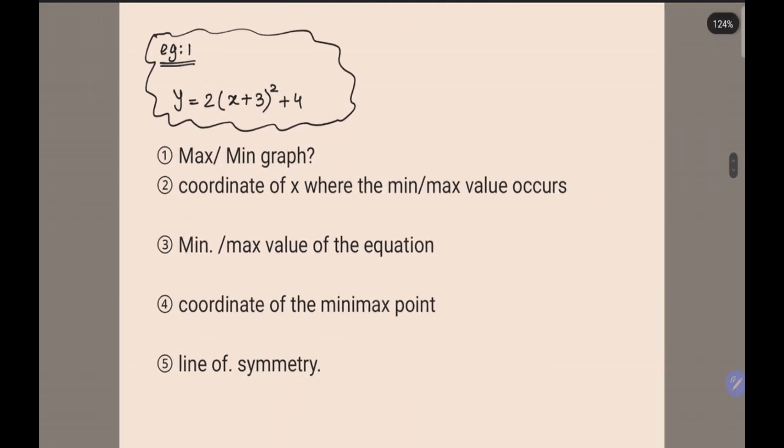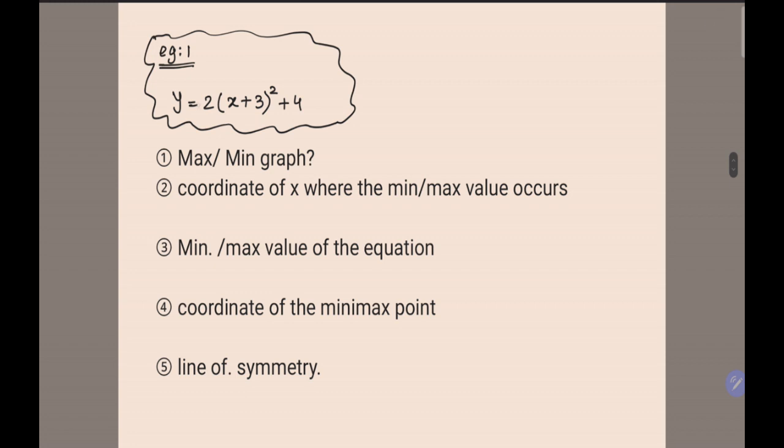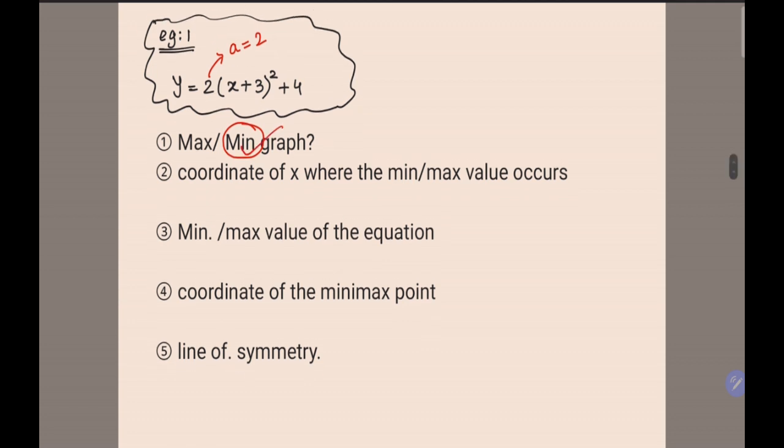Suppose we are given this equation, y equals 2(x plus 3) whole squared plus 4. Now see here, in the position of a we have 2, so it is positive. That means it is an equation of a minimum graph. What is the x coordinate of the minimum point? So this x plus 3 equal to 0 will give us the x coordinate, x equals minus 3.